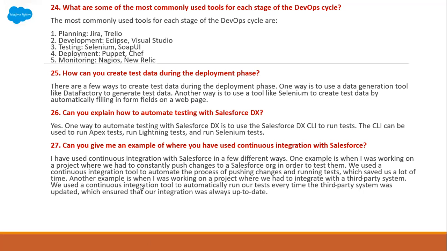Another example is when I was working on a project where we had to integrate with a third-party system. We used continuous integration tools to automatically run our tests every time the third-party system was updated, which ensured that our integration was always up to date.